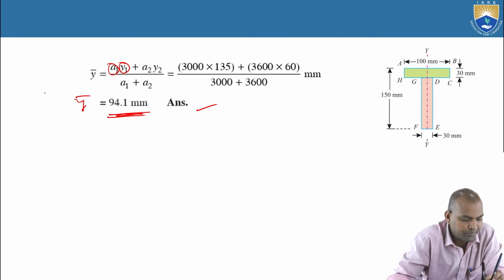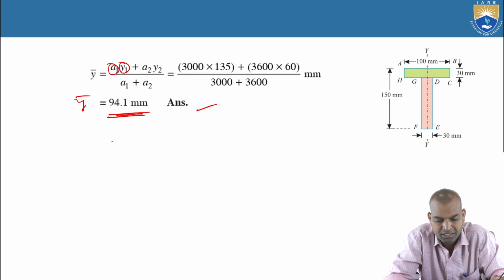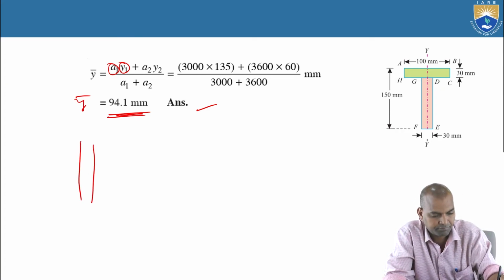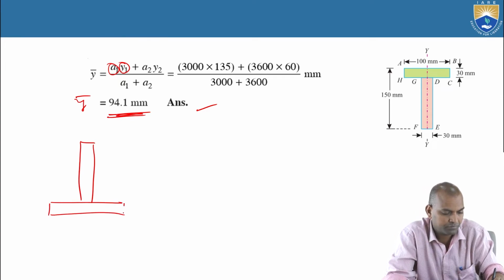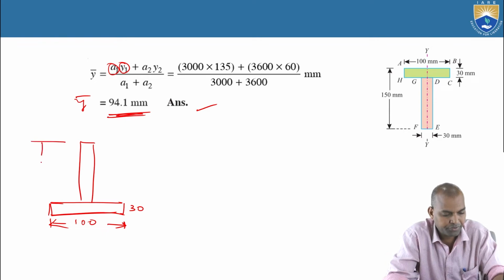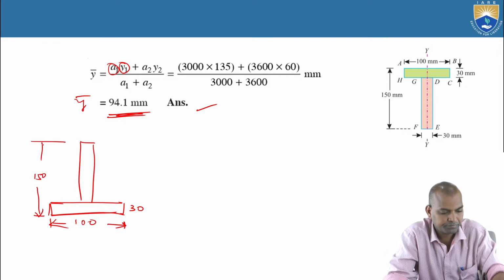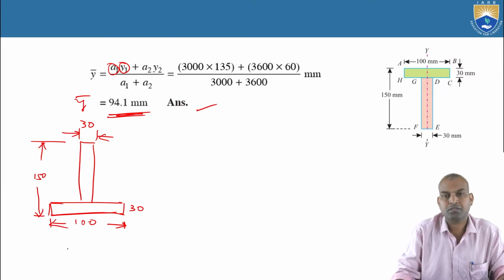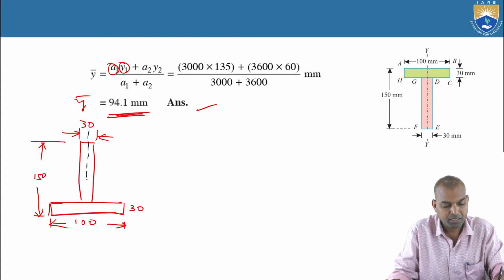So we considered here a symmetrical section, the T section, and calculated bar y. Suppose we consider the tilted T, with 30 millimeters here, 100 millimeters here, a length of 150 millimeters, and 30 millimeters here. How to solve for bar x and bar y? Let us begin. It is symmetrical about axis Y, which means bar x equals 0.